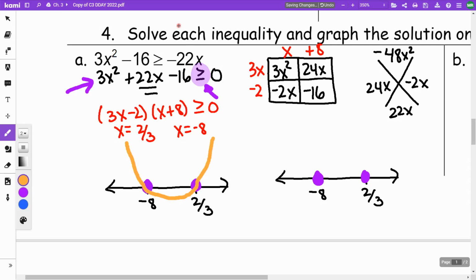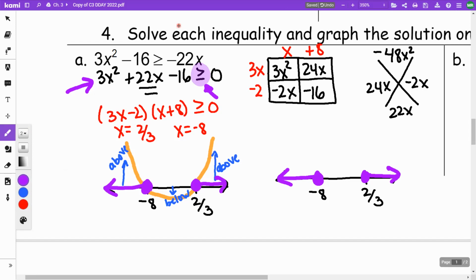So again, when I'm looking at this, right here, this is above, this is below, and on this side I am above, and we want it greater than or equal to. So I'm basically going to want it to be where I am above. So it's going to be here and here. So that's my final graph.